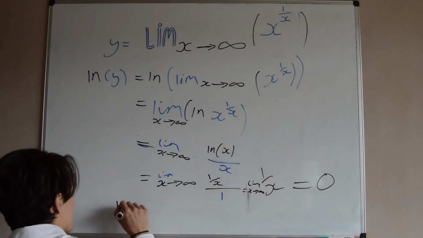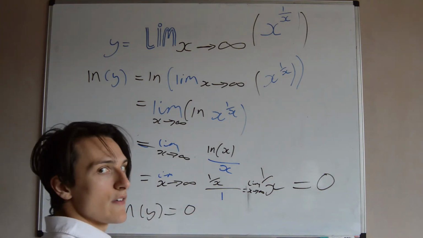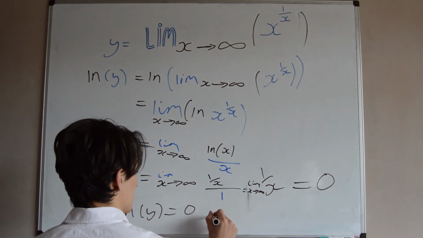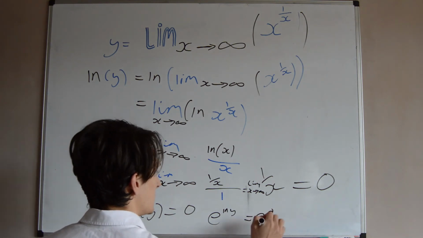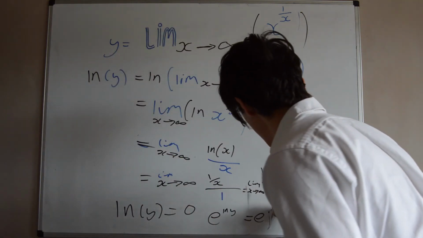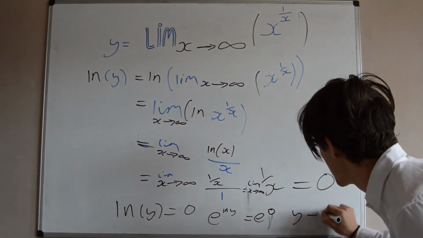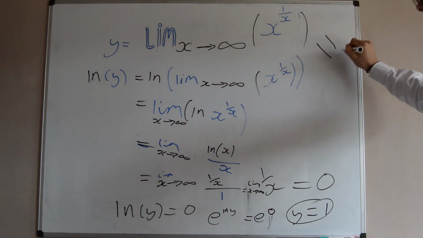Okay, so we have the natural log of y is equal to 0, and therefore, raising both sides to e, we have e to the natural log of y is equal to e to the 0, and then e to the natural log of y is just y, so we have y is equal to e to the 0, which is 1, so this limit is equal to 1.